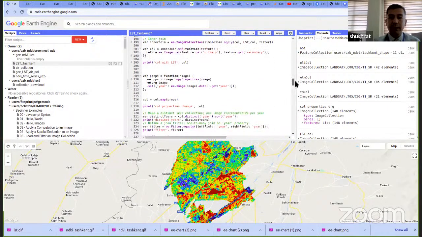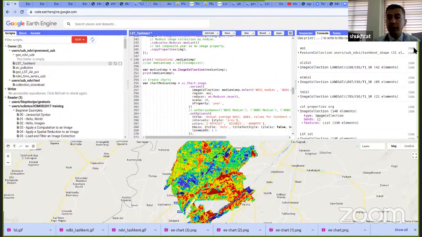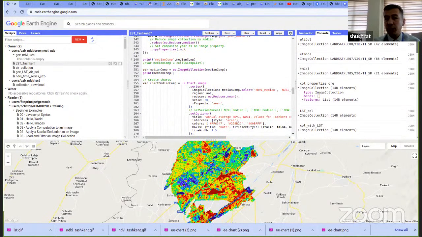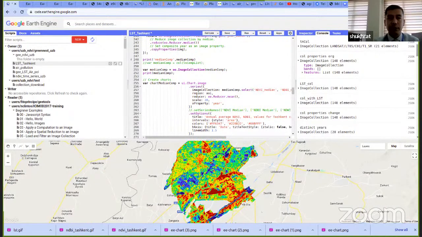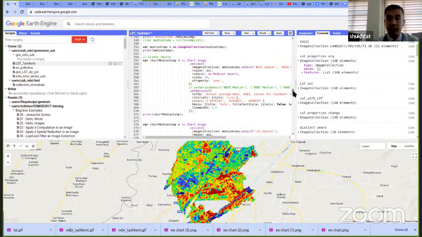So basically, the importance of Google Earth Engine is that I'm using just a browser. It's cloud-based, so data is stored in the cloud and I don't have to download terabytes of data to my computer, because as you see, there is a 148 time series data set. There is a lot of data. If you download it into your computer and process it, it takes lots of time. And especially for QGIS or ArcGIS, you cannot perform this kind of analysis. So this is the very, very strong computational power Google Earth Engine has.